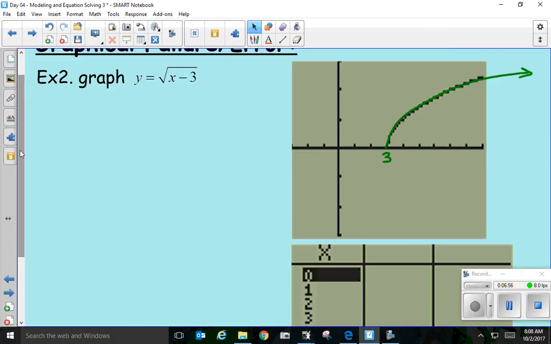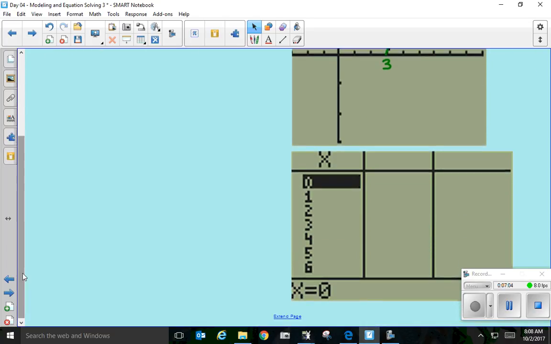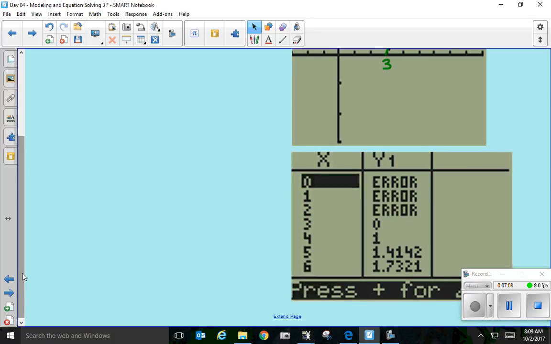Now, if I look at my table starting at 0 and scrolling down, what do you notice? Yeah, you get an error for 2, 1, 0. What do you think would happen?